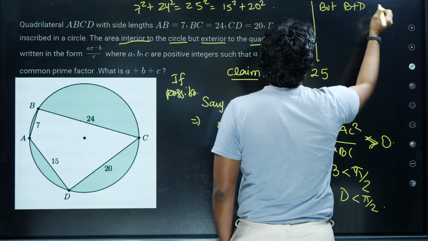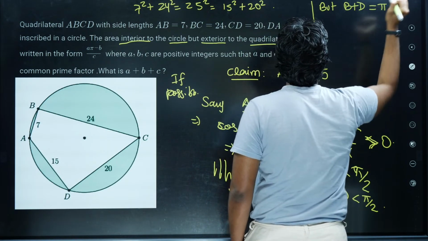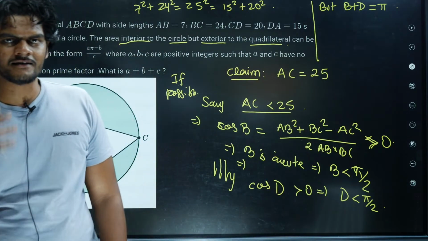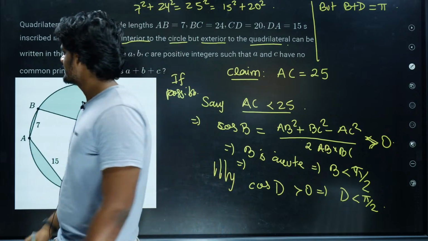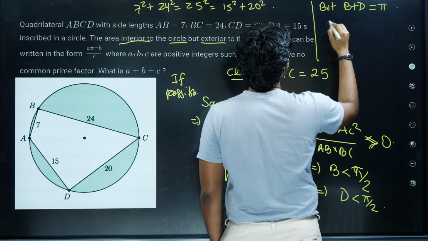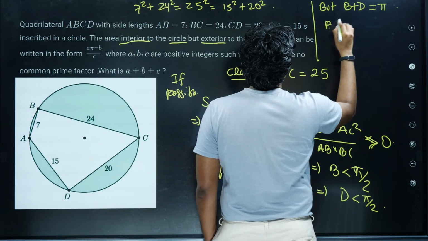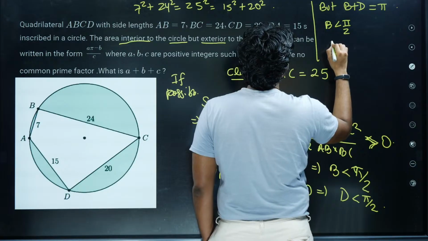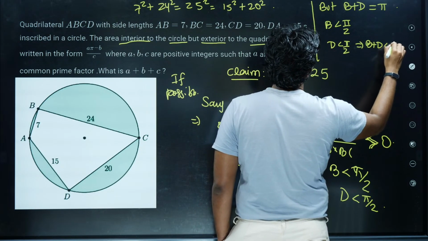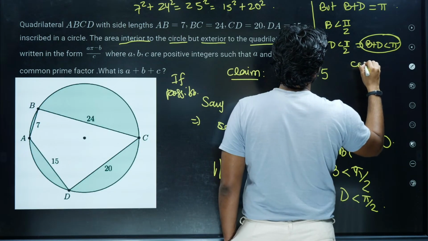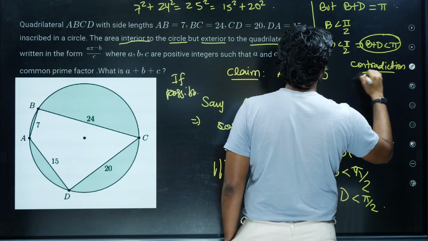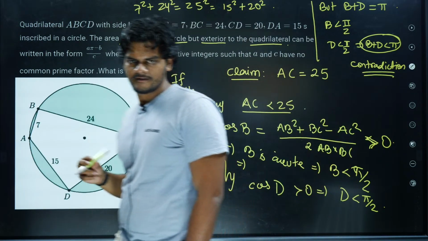But B plus D has to be pi. Why? Because it is a cyclic quadrilateral, right? Cyclic quadrilateral, the opposite angles add up to pi, but B less than pi by 2, D also less than pi by 2 implies B plus D is less than pi. So this is a contradiction.